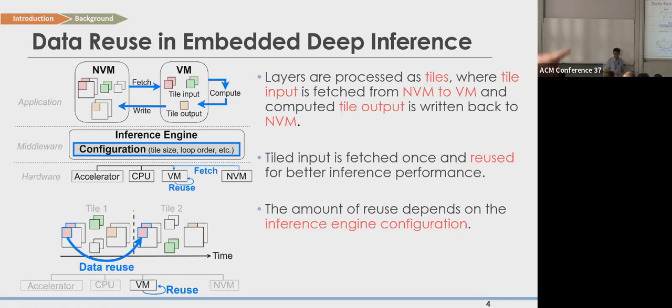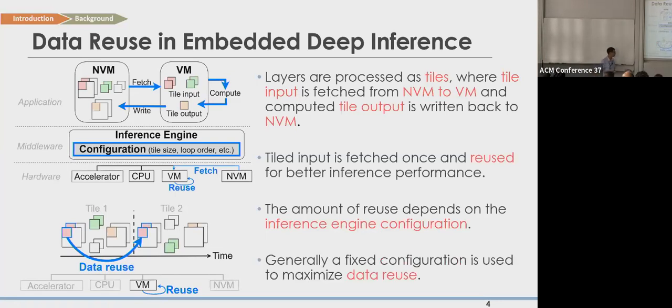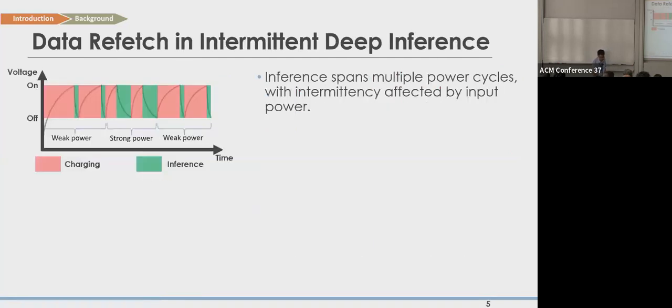So here's an example. Some data from the first tile is reused in the second tile. And here we show that the tile size can affect the data reuse amount. And in general, we want to use a larger tile, so more data is fetched into VM and then reused in the VM as long as possible. So the performance will be better.